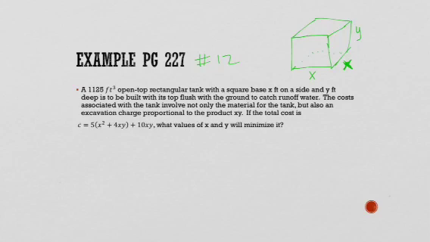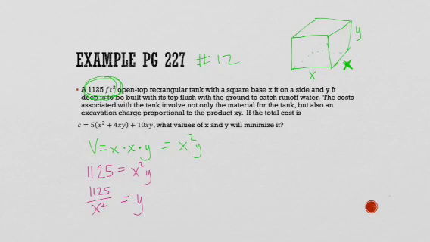So first, because this is given in feet cubed, we know that we're talking about volume. So the volume of our tank is equal to x times x times y, which is x squared y. We also know that our volume was 1,125, so our first formula is 1125 equals x squared y. Now, the easiest way to solve this would be to get y by itself. So y equals 1125 over x squared.